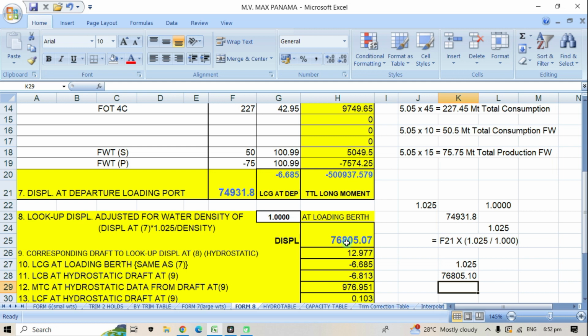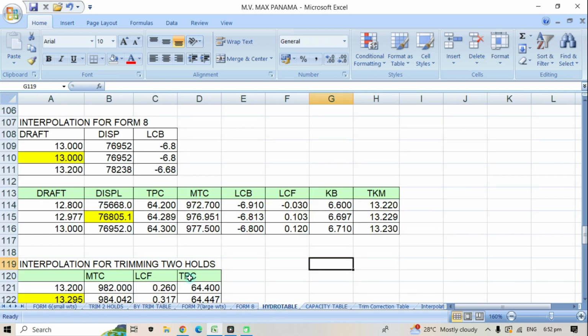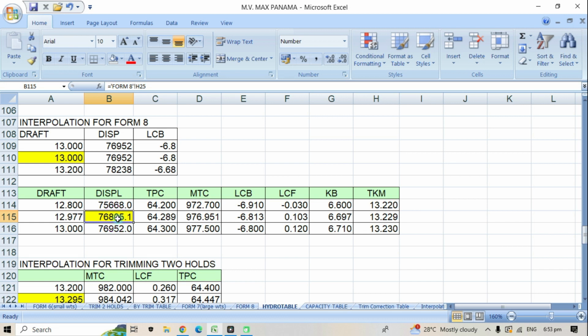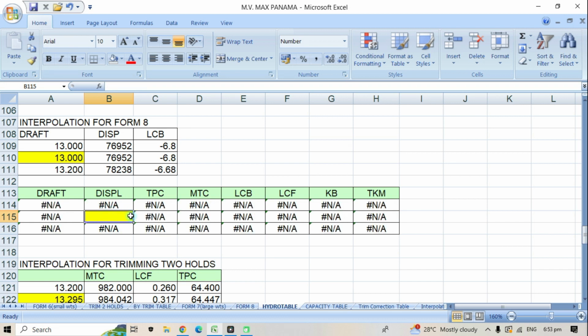Now, with this cell, this is column H, row 25. So remember this one, column H and row 25. Okay, then we go to the hydrostatic table. Okay, so this displacement, we're going to put it here in this column of this cell. We're going to put it here.